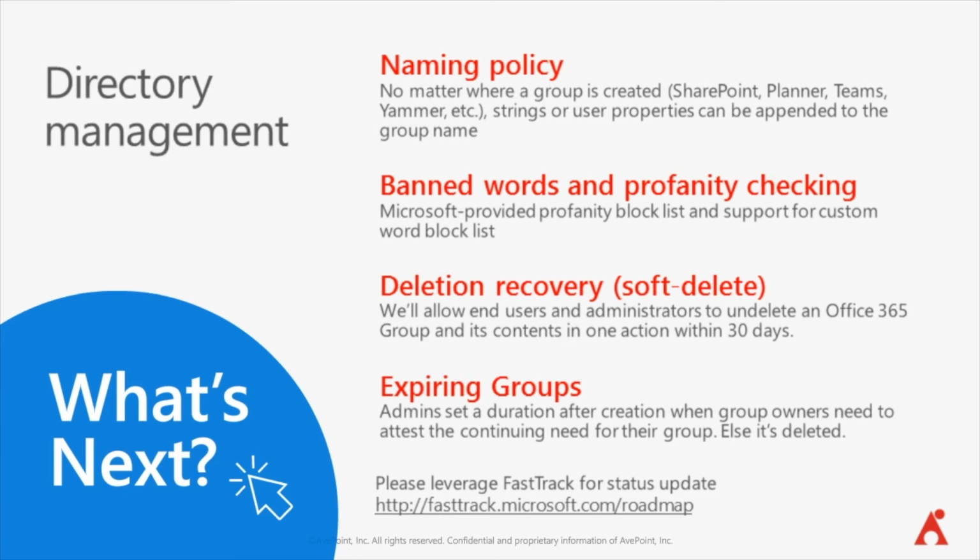So these are some of the gotchas that are causing people to have a little bit of pause and really think about how they're going to deliver this groups service within their organization in a way that's predictable and makes sense. Banned word and profanity checking is something that's coming. This is just kind of a no-brainer. We want to make sure that groups don't have names that are offensive.